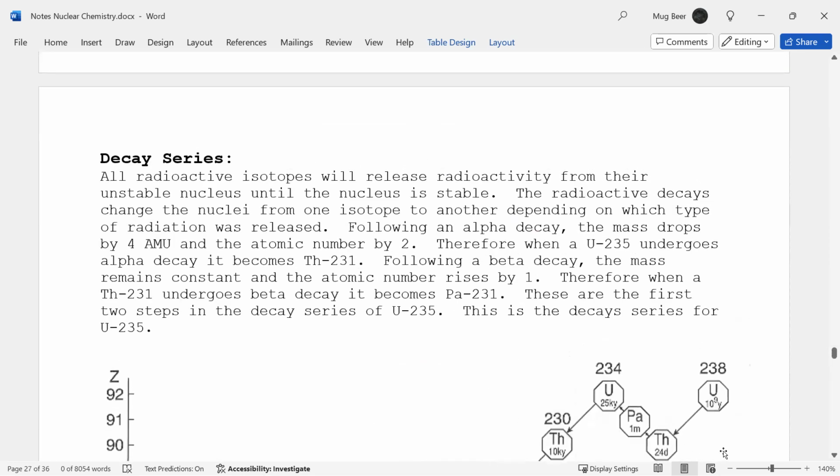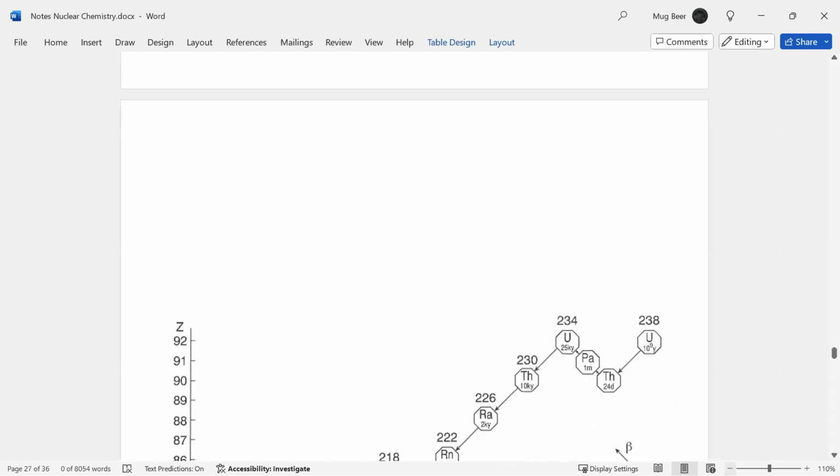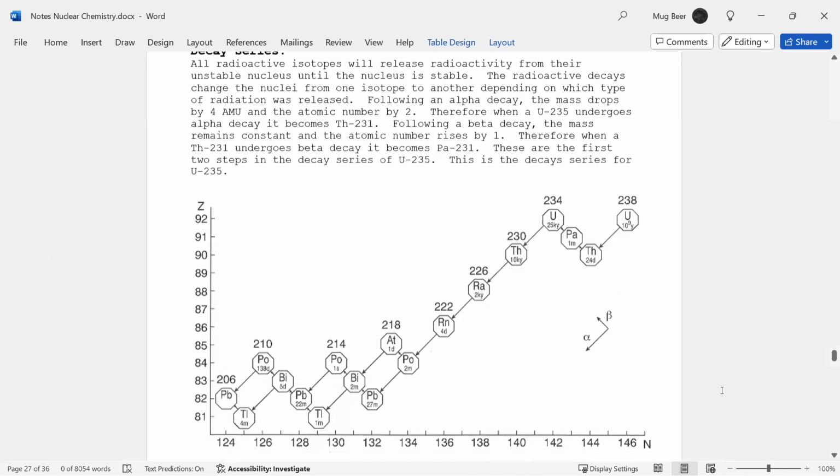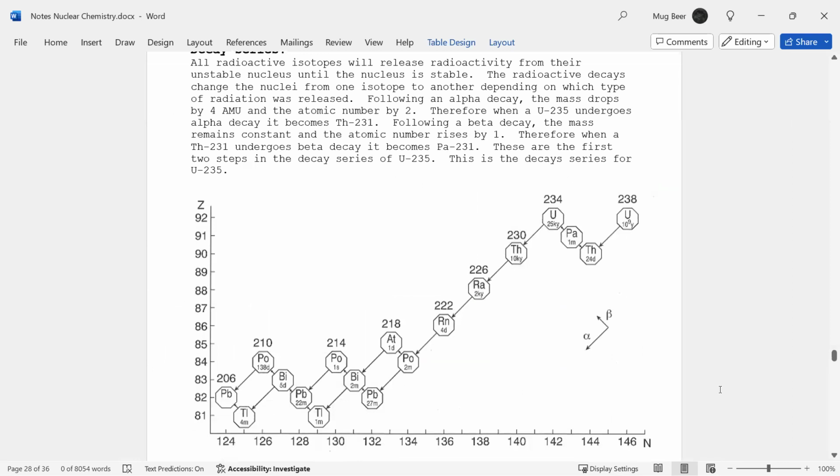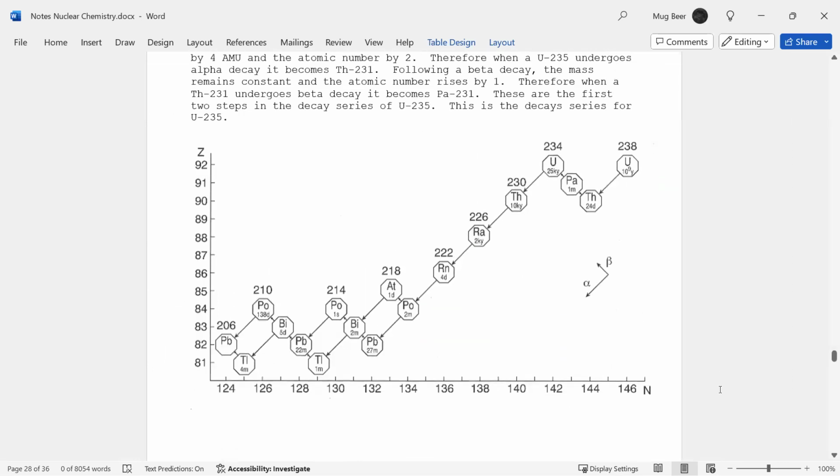All right, so next thing I want to talk about is this thing called a decay series. What we have here is Z, which is the symbol for the proton number, and this is the N number, the neutron number. And so I've got myself some uranium-238, and these guys have half-lives.